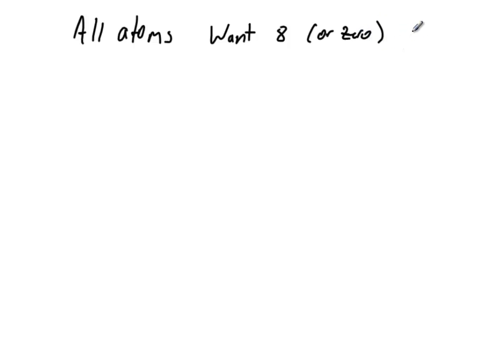Okay, remember, all atoms, with the exception of helium and hydrogen and lithium, I suppose, all atoms want 8, or 0 valence electrons. Okay, now 0 really doesn't mean 0. 0 means they're going to drop down into the lower energy level and have a full electron shell again. But for practical purposes, we consider it as 0. Okay, so all atoms want 8 or 0 valence electrons.